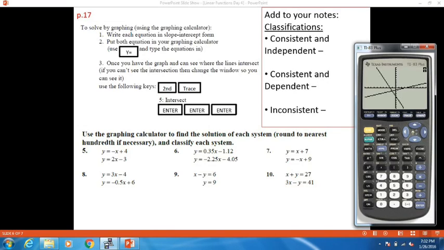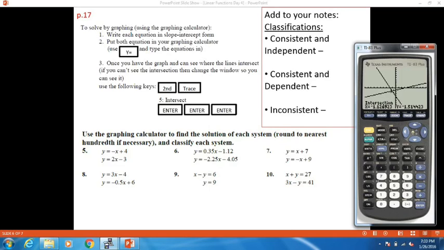So our yellow second key and trace takes us into calculate. We want option number 5, and then we let the calculator do all the work. We're going to hit enter for the first curve, enter for the second curve, enter again for the guess, and we can see that we intersect at negative 1/1300ths, negative 1/5100ths. And again, that's showing that one point of intersection.